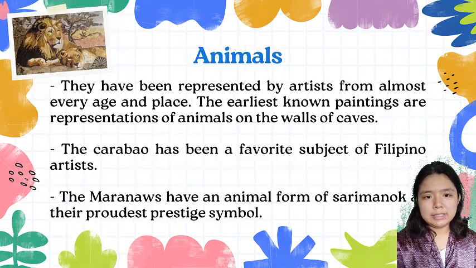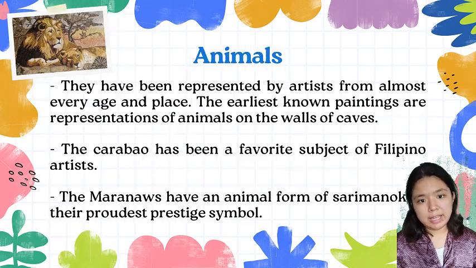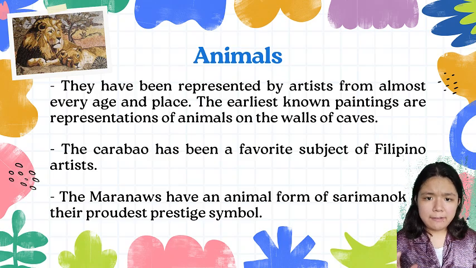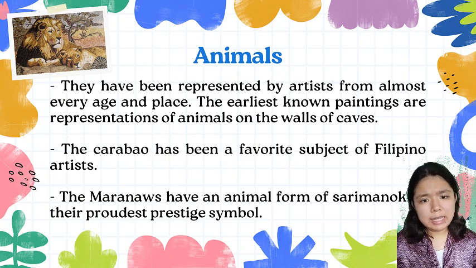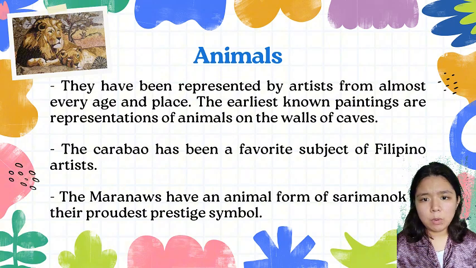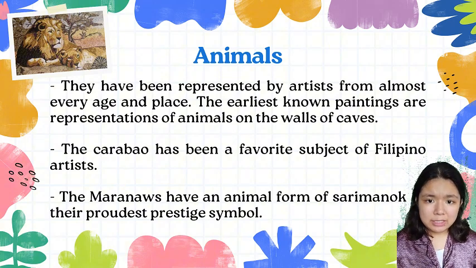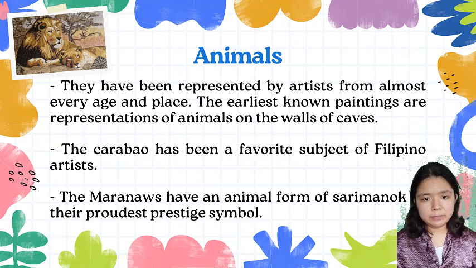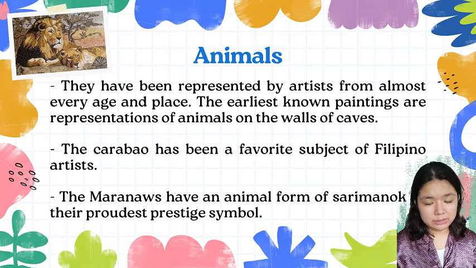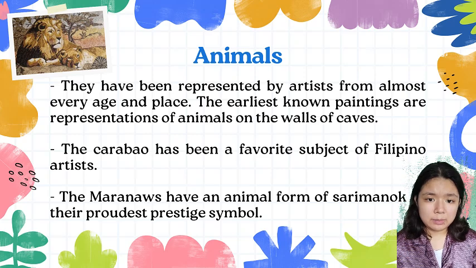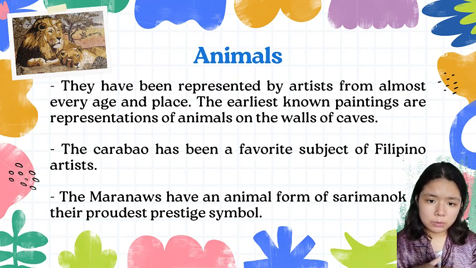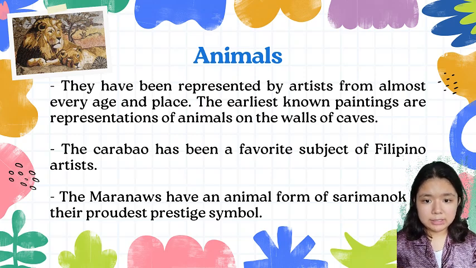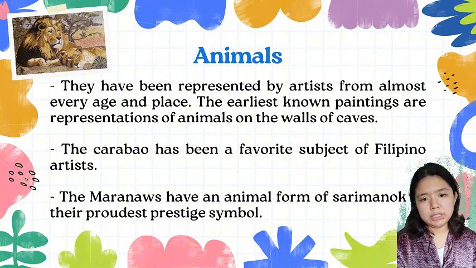The next one is animals. They have been represented by artists from almost every age and place. The earliest known paintings and representations of animals are on the walls of caves. The carabao has been a favorite subject of Filipino artists. The Bananos have an animal form of sarimanok as their proudest prestige symbol.